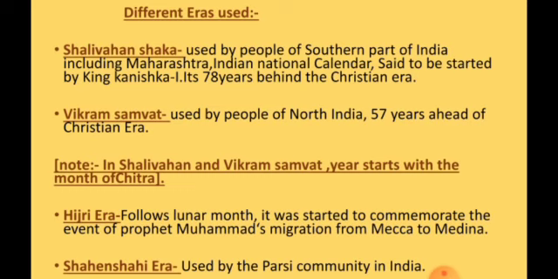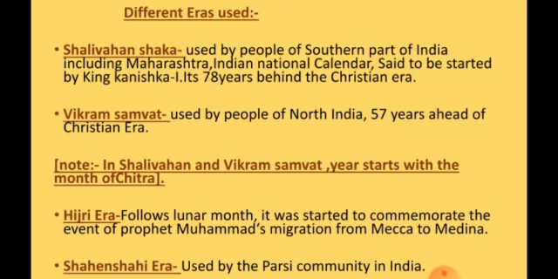Second, Vikram Samvat, used by the people of North India, also Nepal. It is 57 years ahead of the Christian era. That means it was started 57 years before the birth of Jesus Christ. That is BC. It is said that it was started by King Vikramaditya. Note, in Shalivan and Vikram Samvat, the year starts with the month of Chaitra. In the common calendar, the year starts with January. Similarly, in Shalivan and Vikram Samvat, the year starts with Chaitra.